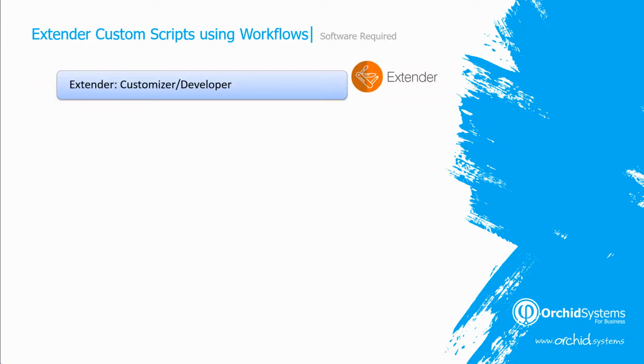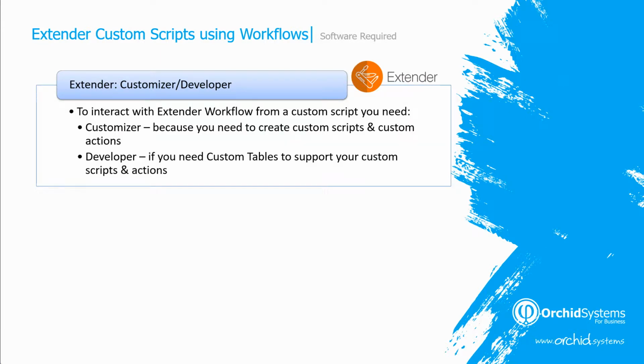The software that's required is Extender, the Customizer or Developer Edition. To interact with the Extender workflow from a custom script, you need Customizer because you need to create a custom script and possibly custom actions in your workflow. And if your workflow or your custom script needs custom tables, then you need the Developer Edition to support your custom script.